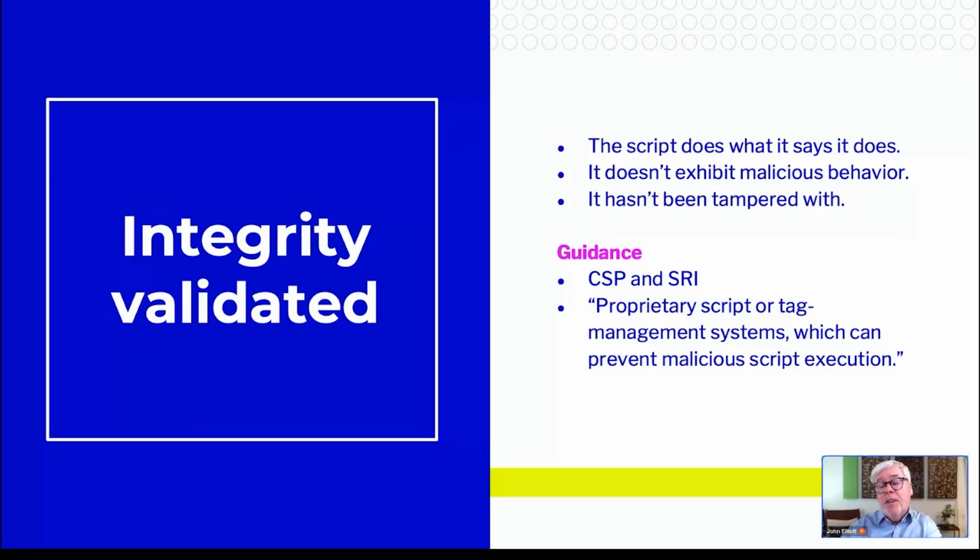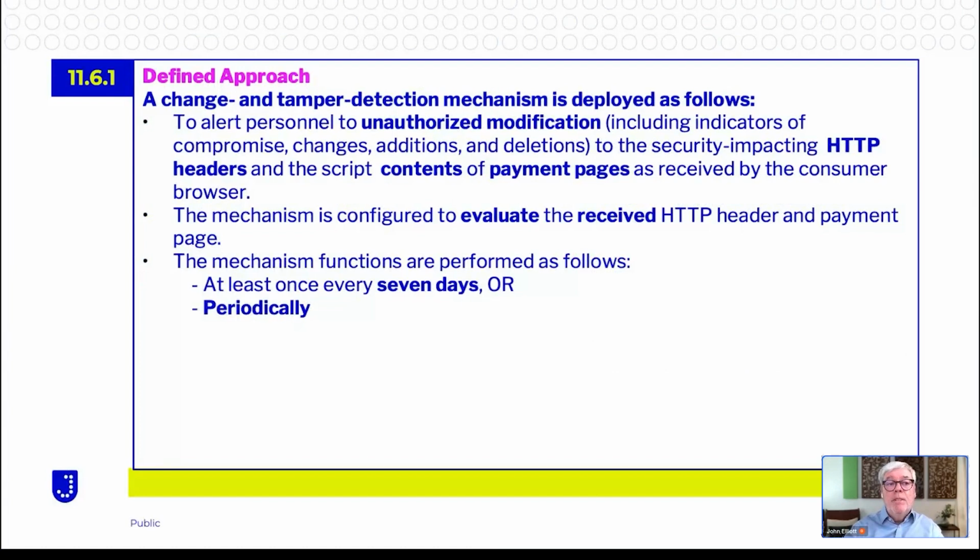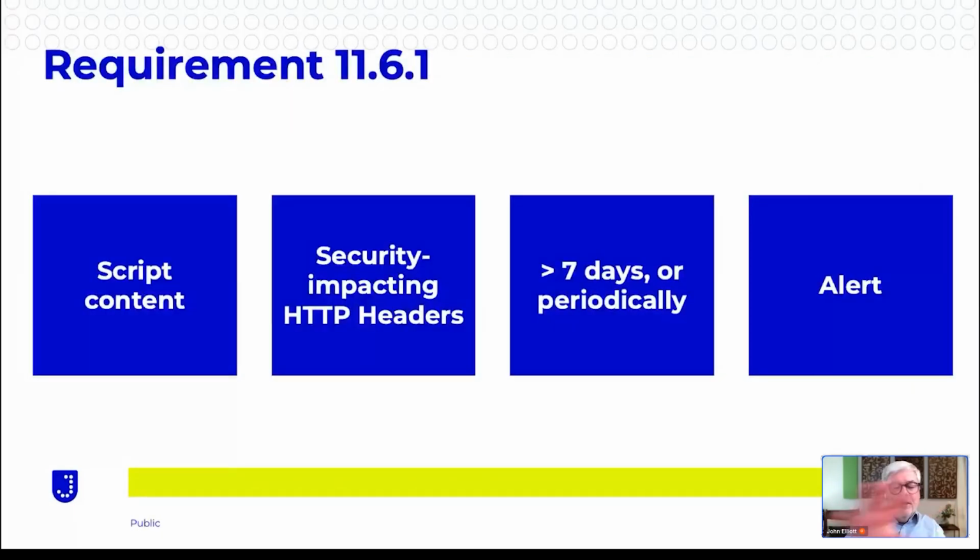If you think of the NIST cybersecurity framework, that's a govern, identify, and protect type of requirement. The other requirement is 11.6.1, which is a detect requirement. So it says we want a change and tamper detection mechanism to find unauthorized modifications to security impacting HTTP headers and the script contents of payment pages, and you need to check at least every 7 days. So again, I like to think of that as 4 different blocks, and let's look at these individually.